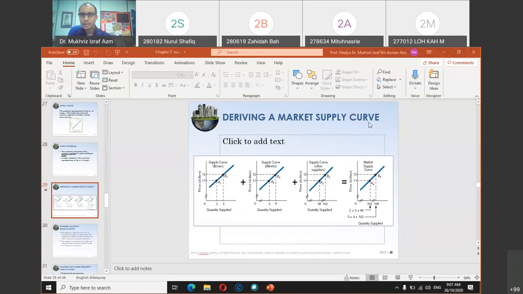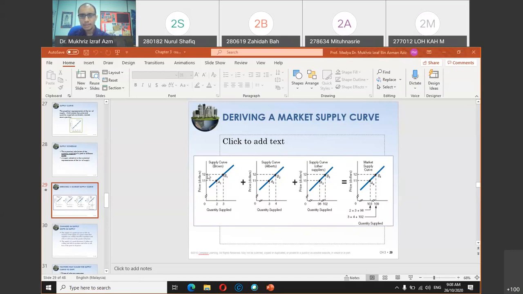Okay, so the market supply is when you sum the supply of every supplier at the same price, and then you calculate the total quantity supplied at that particular price. So at the price of 12, this person supplies 3, this one supplies 4, this one supplies 102, so you add 3 plus 4 plus 102, you get 109. It is the same as how you do the market demand curve, just the summation of all the suppliers that supply the particular commodity in the market.